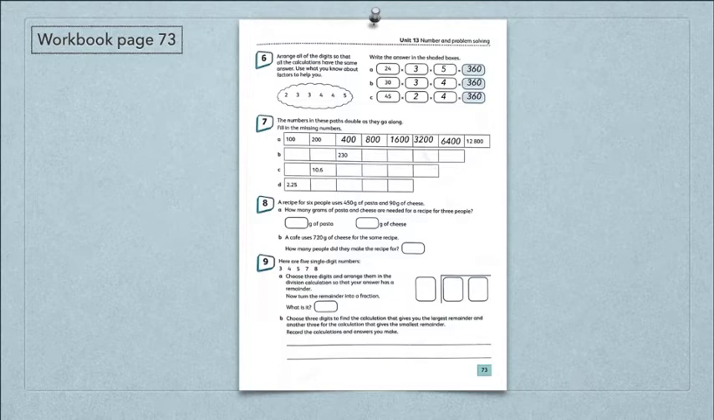Now we have 230. Once we want to go leftwards, we need to halve it. So half of 200 is 100 and half of 30 is 15. So it'll be 115, then 57.5, then 28.75.